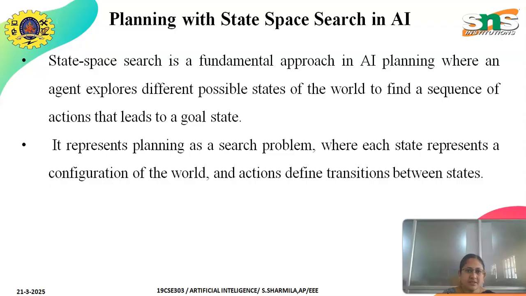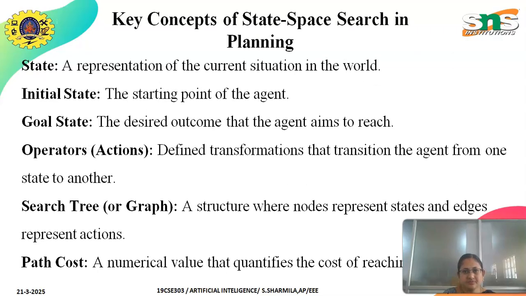State space search is a fundamental approach in artificial intelligence planning where an agent explores the different possible states of the world to find a sequence of actions that leads to the goal state. Planning is represented as a search problem, where each state represents a configuration of the world and actions define transitions between the states.